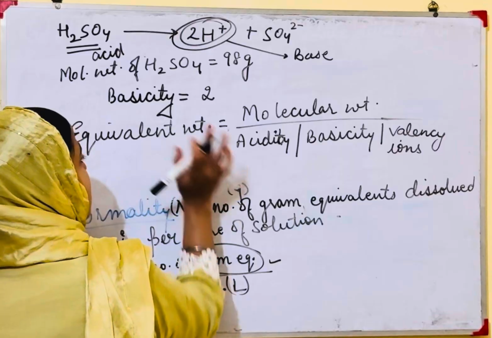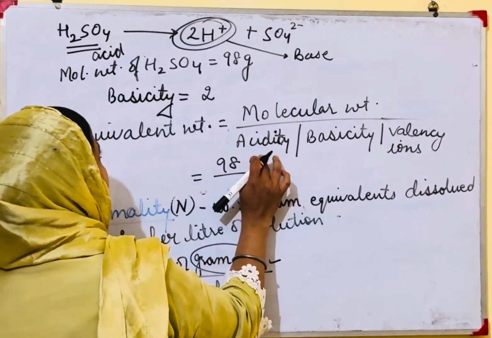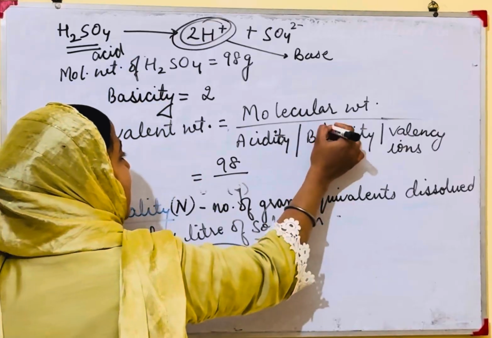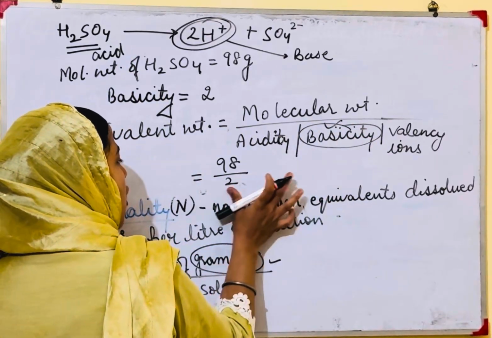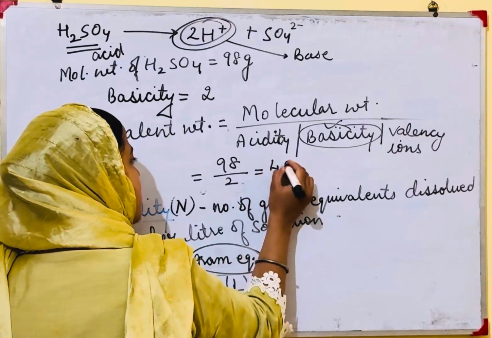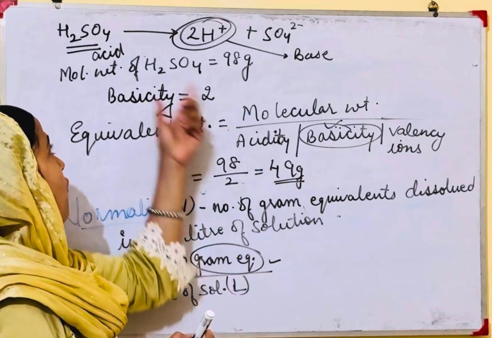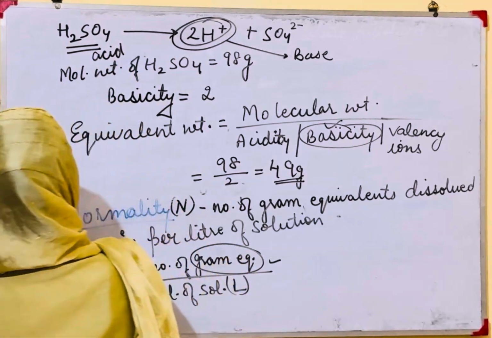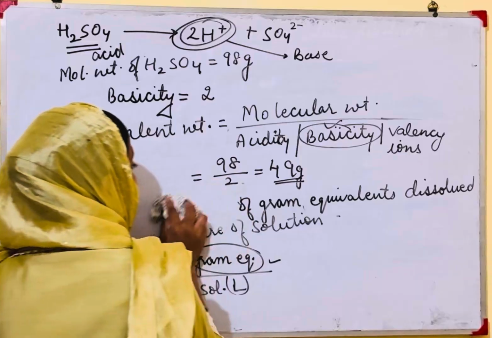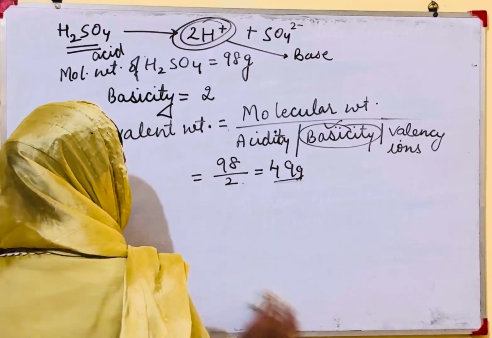Now for this case, molecular weight is 98. Here this is an acid, so we will consider basicity. Basicity is 2. On calculating you will get the answer, that is 49 gram. This will be the equivalent weight of this H2SO4. Now next thing is to calculate this gram equivalent. Still we have not reached gram equivalents. We get the equivalent weight.